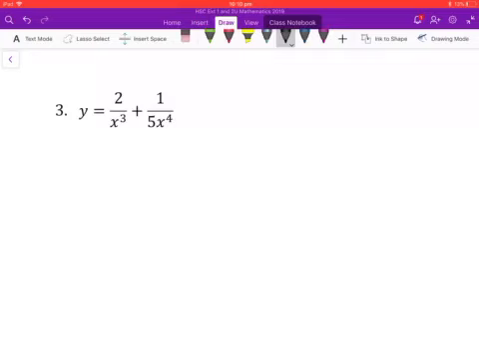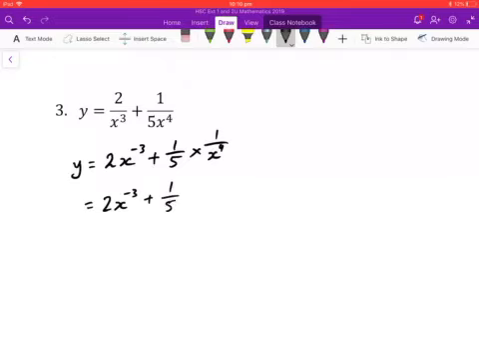All right, here we've got something which is a sum of two different functions. So we're going to write both of these as negative indices. So this is going to be 2 times x to the negative 3, because it's in the denominator, and 2, though, is in the numerator, so it must be 2 times. Whereas for the next one, 5 is in the denominator. So this is actually 1/5 times 1 over x to the 4th.